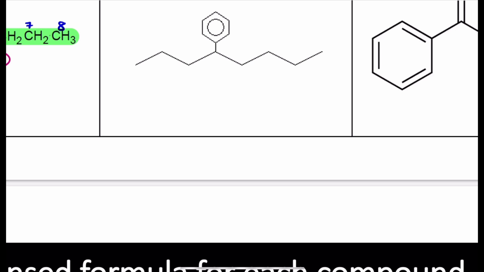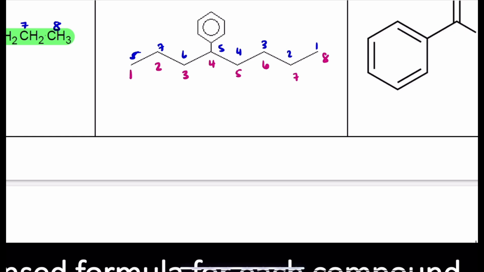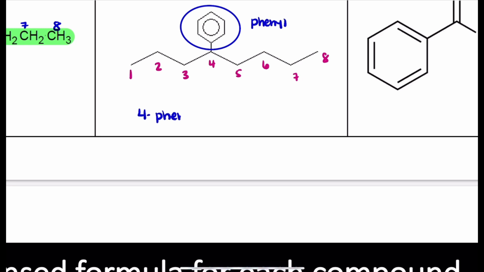Looking at this one, 1, 2, 3, 4, 5, 6, 7, and 8. If I counted the other direction, 1, 2, 3, 4, 5, 6, 7, and 8. I don't want to count that other direction because I want to minimize the number on that substituent group attached. Remember, when you have a benzene ring attached, we call it a phenyl. It's at the 4th carbon, so 4-phenyloctane.